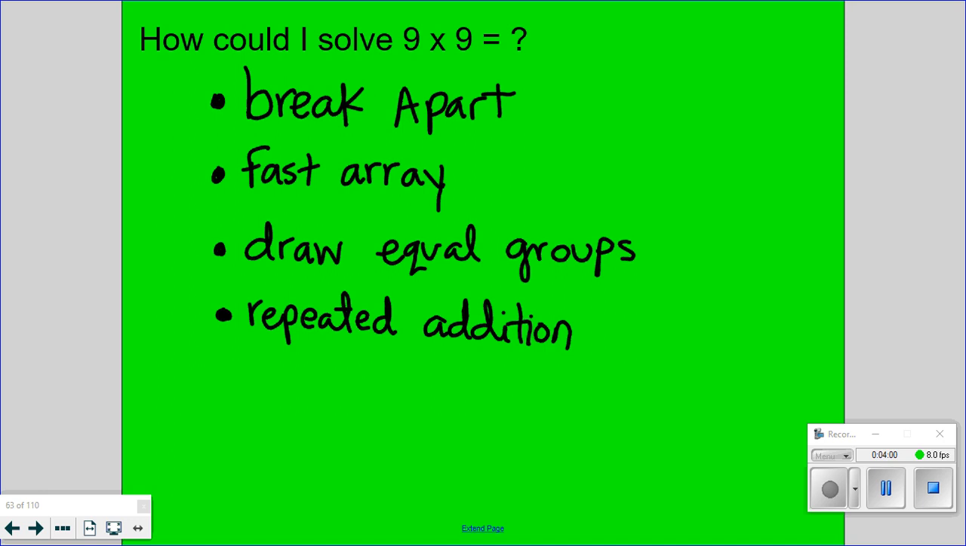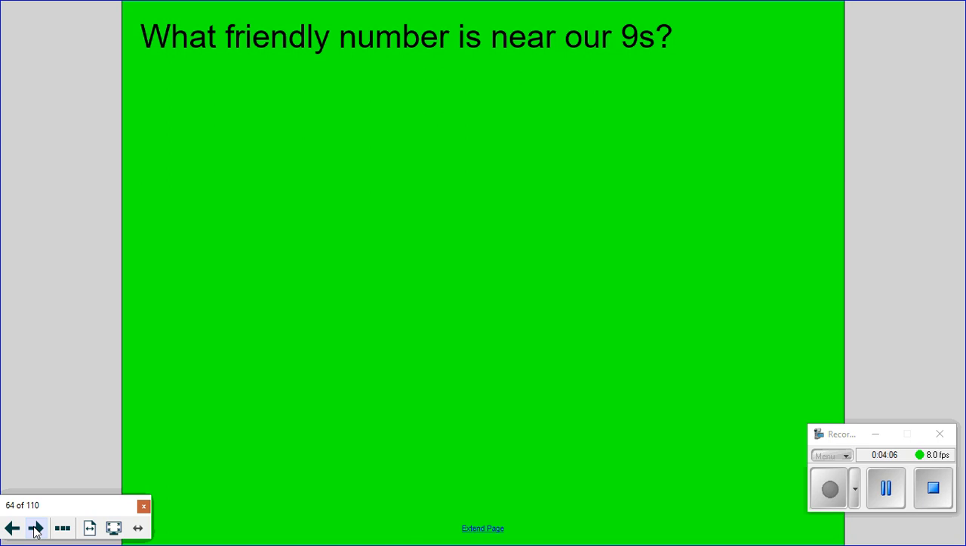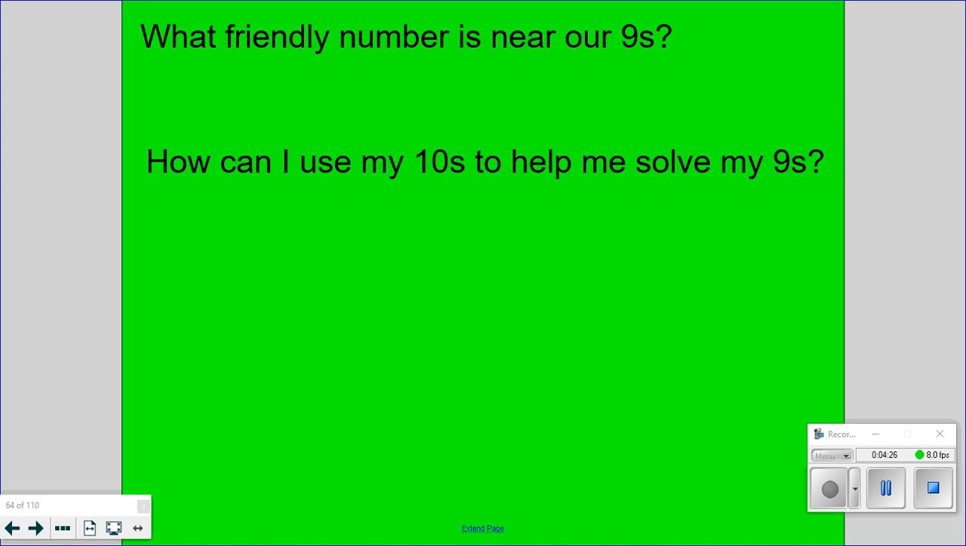So today we're going to talk about, well, 9s actually are very close to a friendly number. You don't need to write this, but what friendly number are 9s close to? It's not a trick question. Next one? 10. Are you good at multiplying by 10s? Yeah.